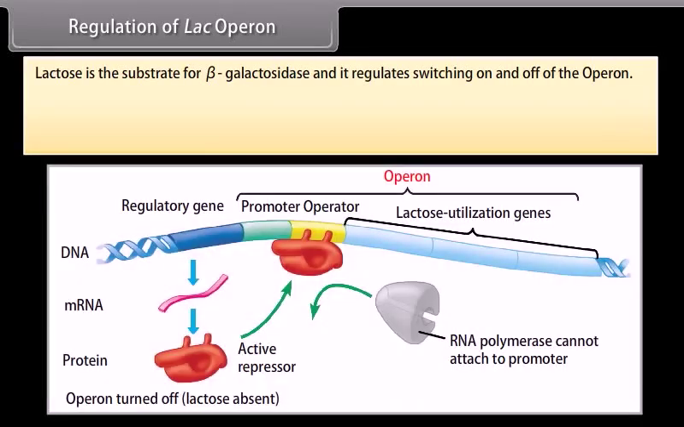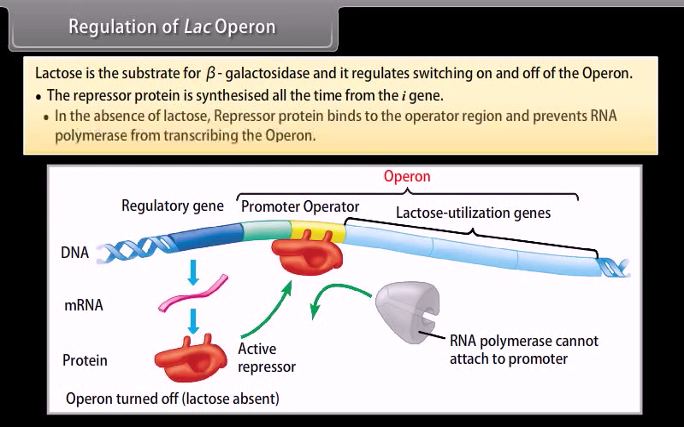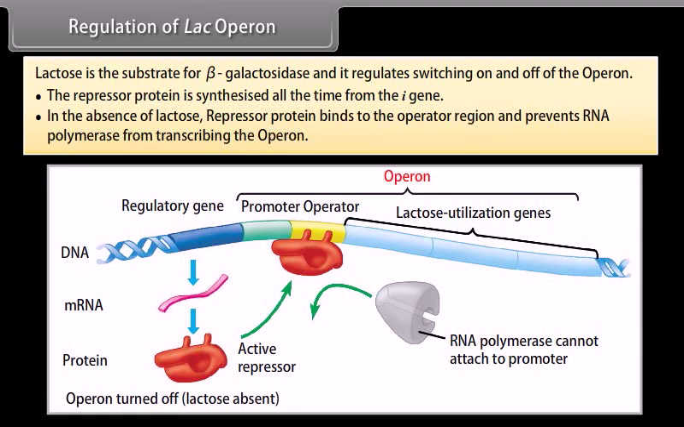Regulation of lac operon. Lactose is the substrate for beta-galactosidase and it regulates switching on and off of the operon. When lactose is absent, the repressor protein is synthesized all the time from the I gene. In the absence of lactose, the repressor protein binds to the operator region and prevents RNA polymerase from transcribing the operon.